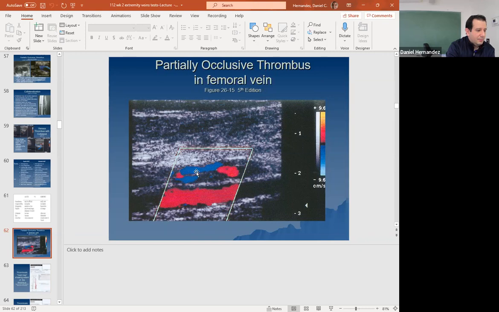It's just a partially occlusive DVT seen within the femoral vein. So to me, this looks like it's more chronic in nature. I'm seeing these irregular borders to the thrombus. I'm getting some linear echogenic stranding to it.